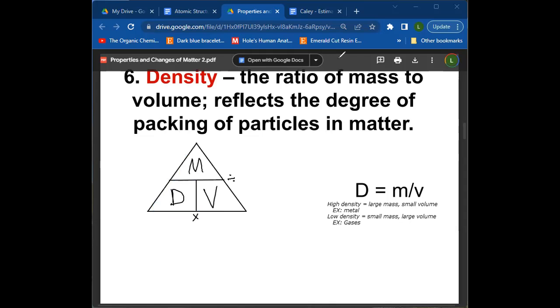Okay, then if you're looking for volume, you cover that up. And then the formula is mass divided by density.